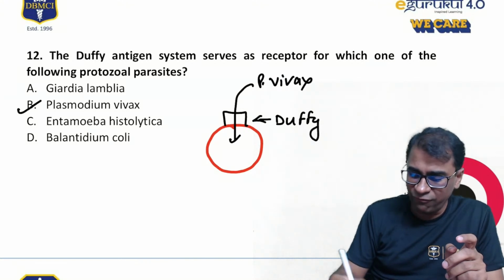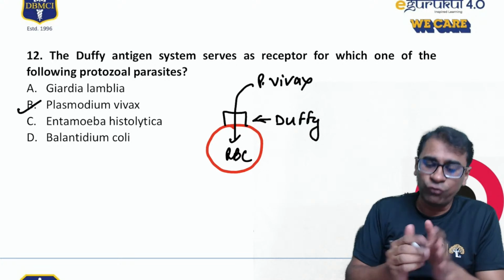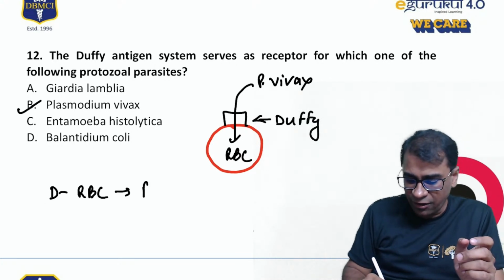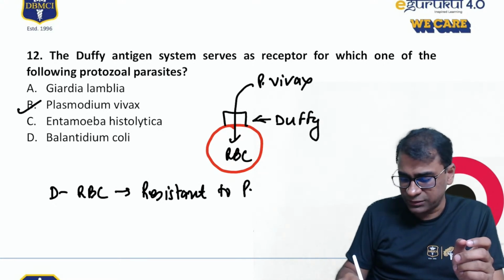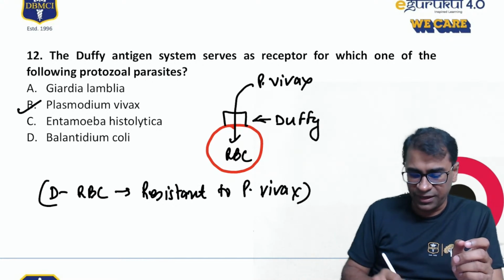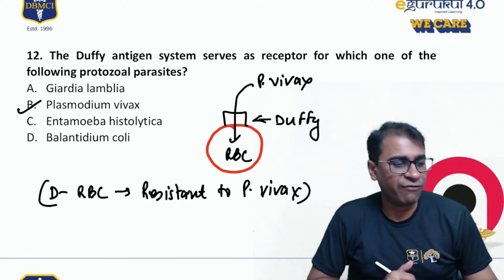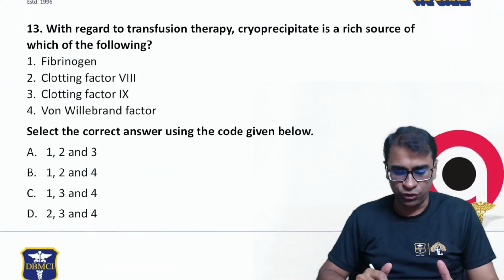So Plasmodium vivax actually enters the RBC via the Duffy, and therefore the Duffy negative RBCs are resistant to Plasmodium vivax infection. The right answer is B. Correct answer is B. Let's go.